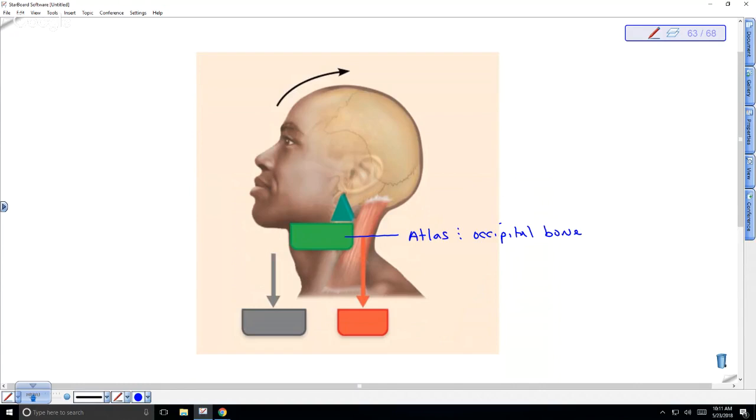And to lift the head, this is actually a muscle called the splenius muscle, right? And this is the weight of the front of the head. So this is my load, this is my effort, and this is my fulcrum.